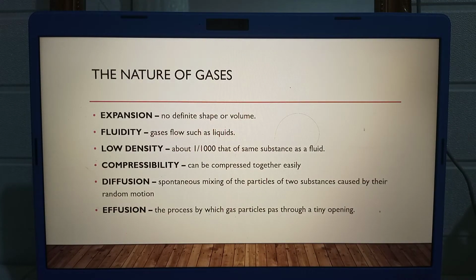The nature of gases. Expansion: no definite shape or volume. Fluidity: gases flow like liquids. Low density: about 1 over 1000 that of the same substance as a liquid. Compressibility: can be compressed together easily. Diffusion: spontaneous mixing of the particles of two substances caused by random motion. Effusion: the process by which gas particles pass through a tiny opening.